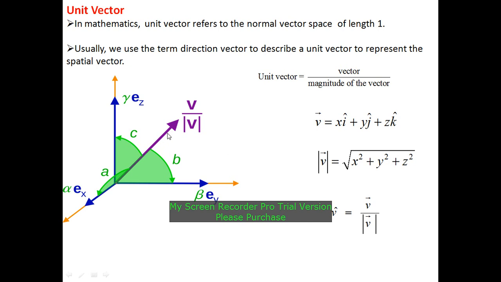Whatever the direction of the vector, whether it is in x, y, z in three dimensions, or only in the xy plane, or only in the yz plane, we can easily calculate the unit vector with the help of this equation.